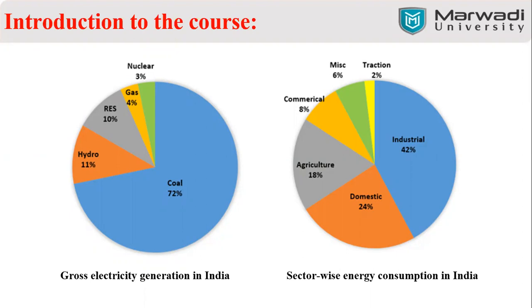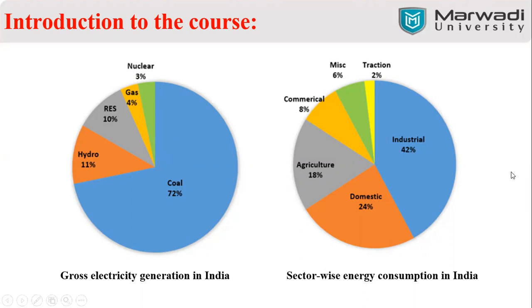If we see these two charts, toward the left hand side, we can see this is the chart which shows the gross electricity generation in India. And we can see that today also the maximum contribution to generate the energy in India is from the fossil fuel, which is very basically used as a coal. And if we see the contribution of other source of energy like hydro, renewable energy, gas, and nuclear, their contributions are very less.